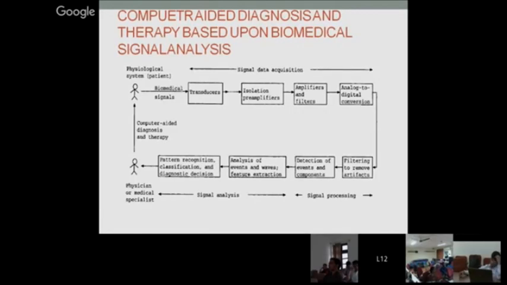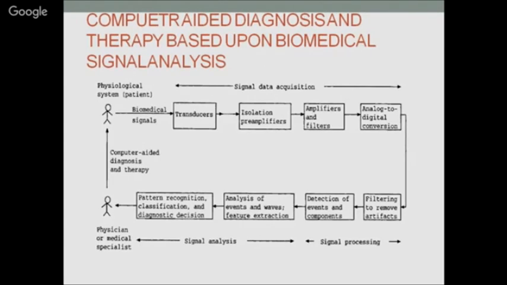Now, pattern recognition and classification. I think pattern recognition is not a very new thing.